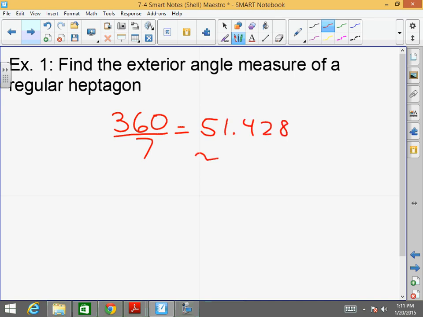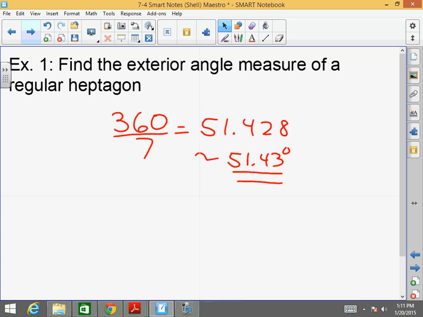51.428. We could estimate that to be about 51.43. Now, degrees. Someone may say, wait, hold on, Mr. Morrill. Today in the homework, when we were trying to identify a polygon, you said that you couldn't have a side that had a decimal value. And I hold true to that. You cannot have a side of a polygon that is not a whole number.